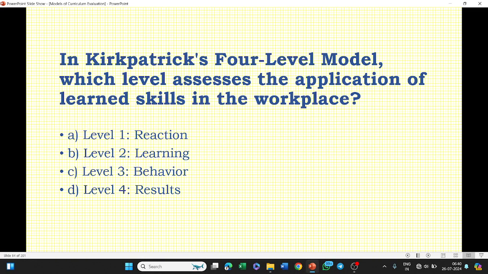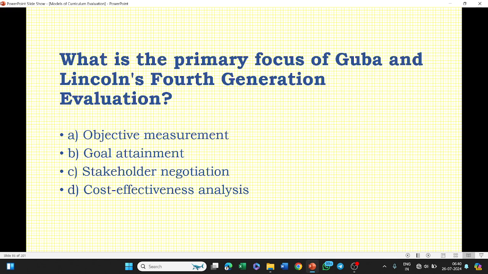In Kirkpatrick four level model, which level assesses the application of learned skill in the workplace? Options: level 1 reaction, level 2 learning, level 3 behavior, level 4 result. Answer of this question is option C, that is level 3 behavior. Next, what is the primary focus of Guba and Lincoln fourth generation evaluation? Options: objective measurement, goal attainment, stakeholder negotiation, cost effectiveness analysis. Answer of this question is option C, that is stakeholder negotiation.